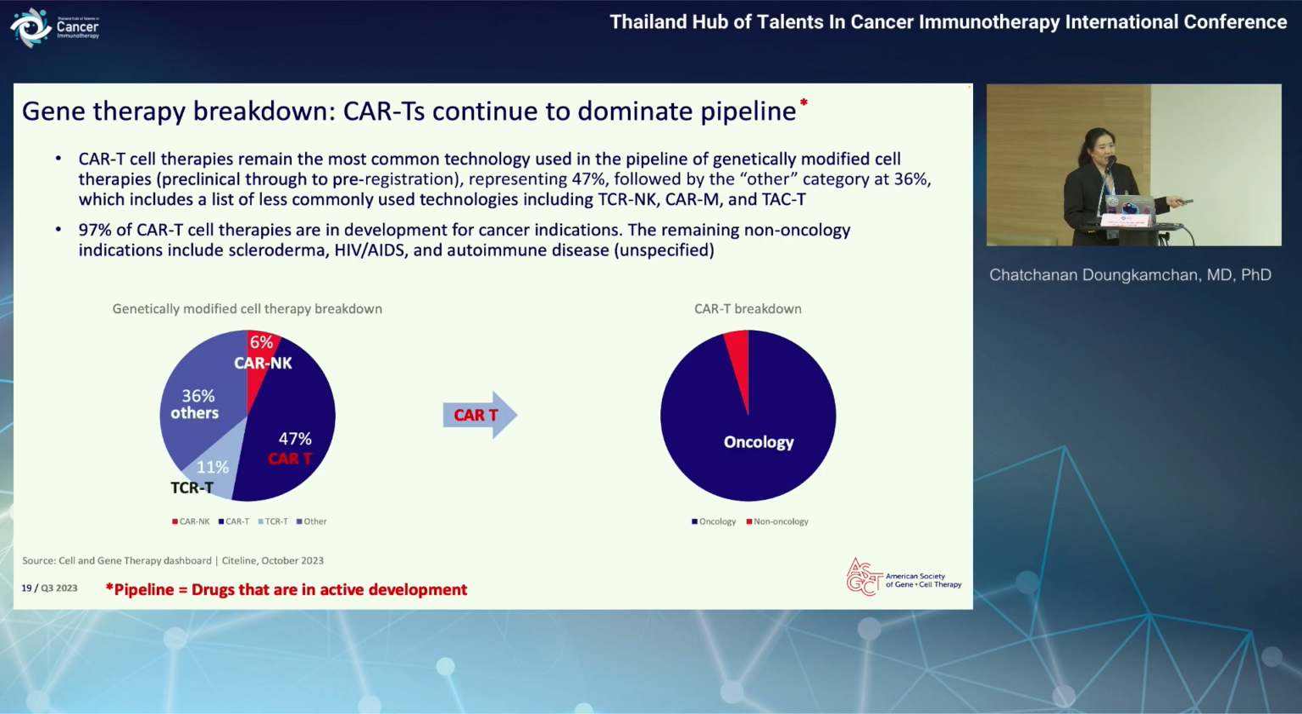Again, CAR dominates the pipeline. 40% of the drug development pipeline is CAR T, and the rest are just others and some other kinds of immune cells. And when we break this group down, you can see that most of them are still focusing on oncology.